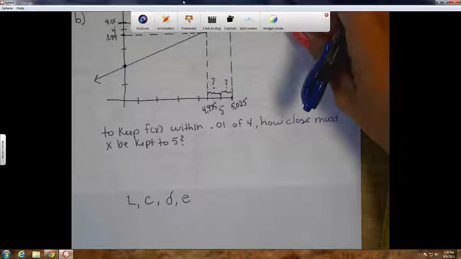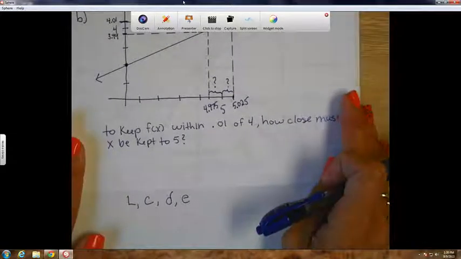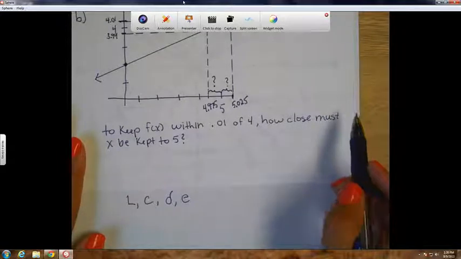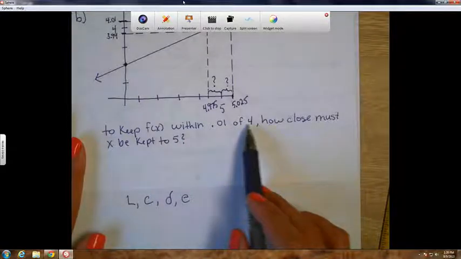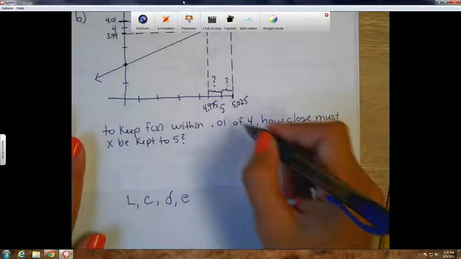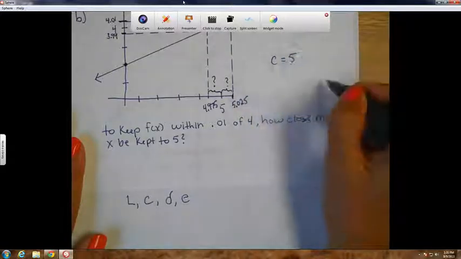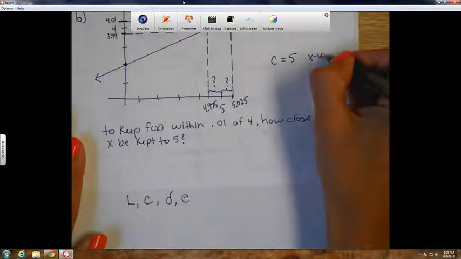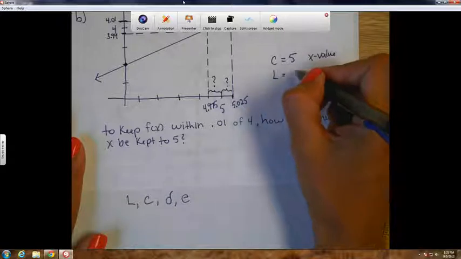Okay, well, the number we were approaching was the c value. Let's see, so to keep f of x within 0.01 units of 4, how close must x be kept to 5? So we were approaching that 5, so the 5 is your c value. And the c value is always going to be your x value. L is the limit, that's always your y value. That was 4.